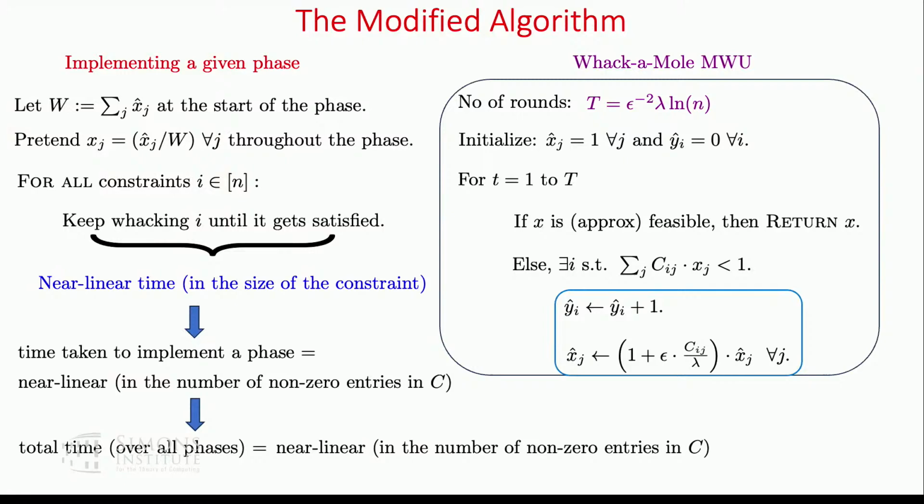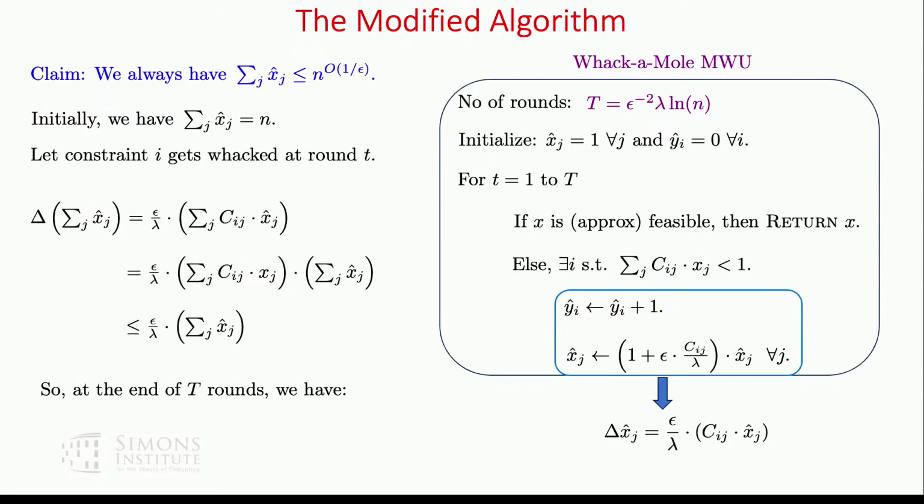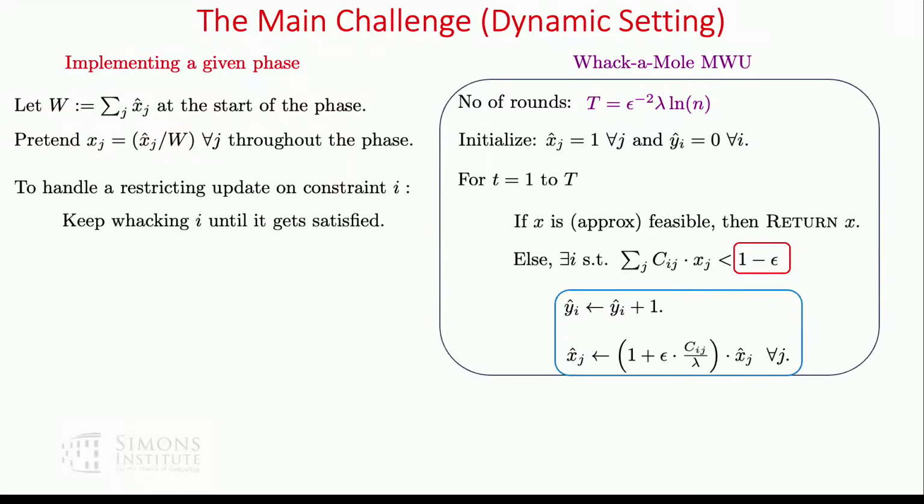And now you go ahead and say that, okay, what happens in the dynamic setting? Okay, you need to prove this claim, which I will skip. And now you ask what happens in the dynamic setting. You can just come up with a very natural generalization of the scheme I presented right now that works. But there is one additional challenge. I'll just point out the challenge and skip the proof as to how we overcome this challenge. So the dynamic variant of this scheme would be that we are in the current phase. A restricting update arrives. We identify this constraint that is violated. Keep whacking I until it gets satisfied.